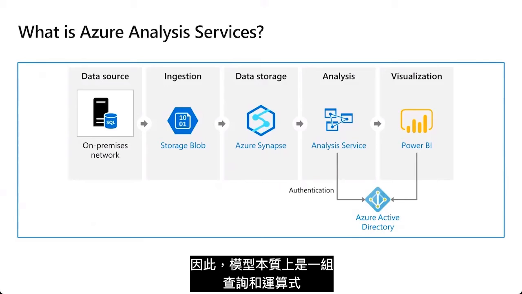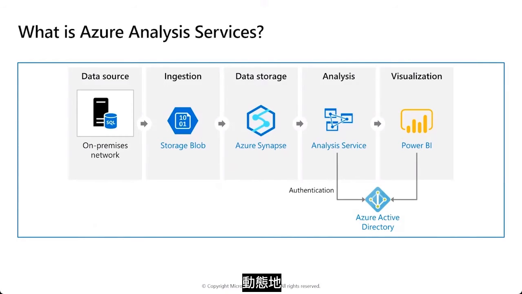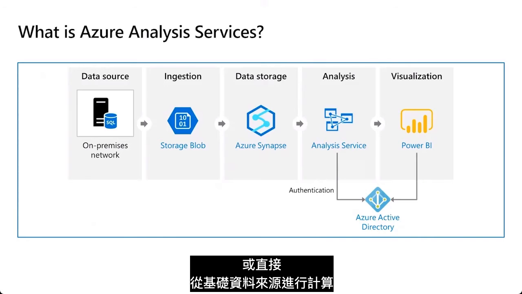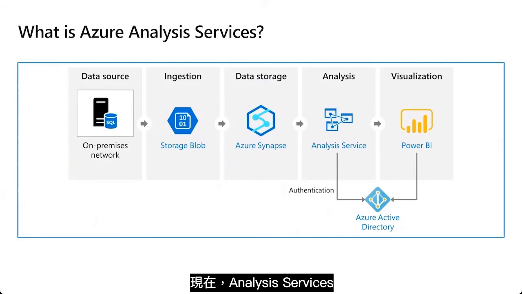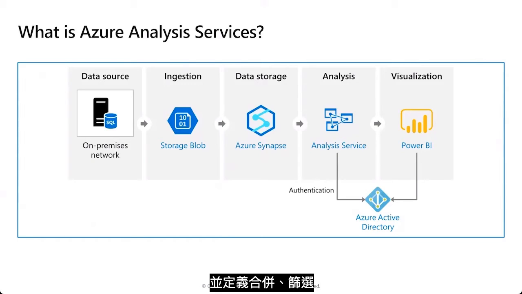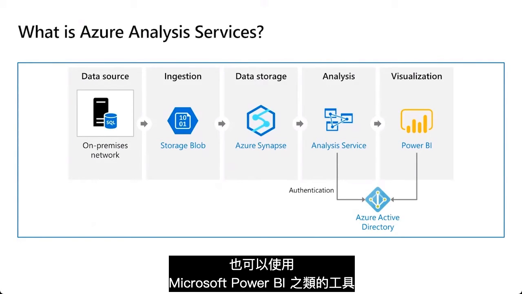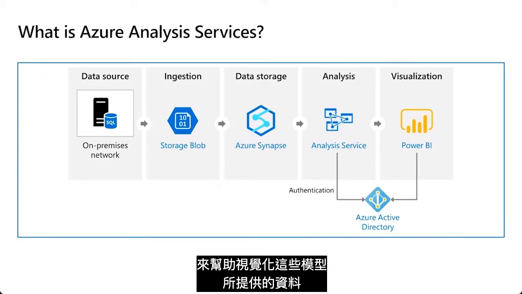A model is essentially a set of queries and expressions that retrieve data from the various data sources, and that can then be used to generate results. The results can then be cached in memory for later use, or they can be calculated dynamically or directly from the underlying data sources. Analysis Services includes a graphical designer to help you connect data sources together and define queries that combine, filter, and aggregate data. You can explore this data from within Analysis Services, or you can use tools like Microsoft Power BI to help visualize the data presented by these models.